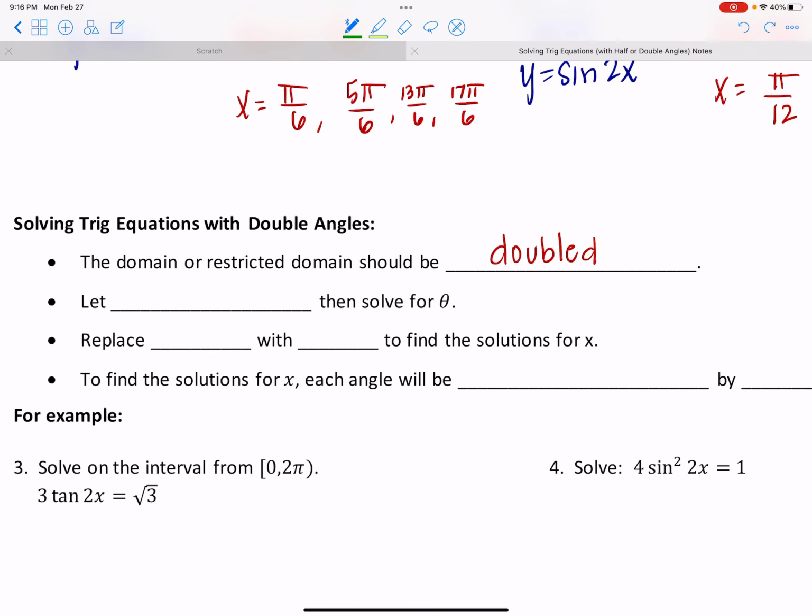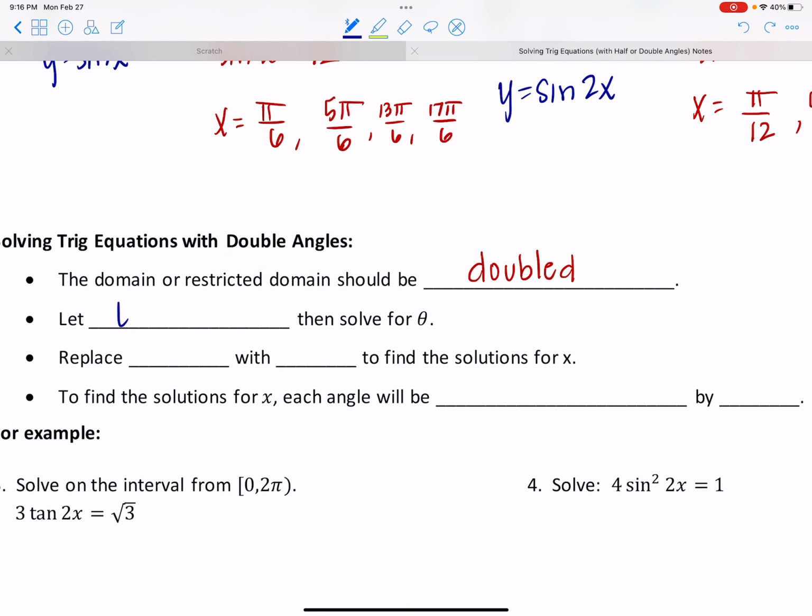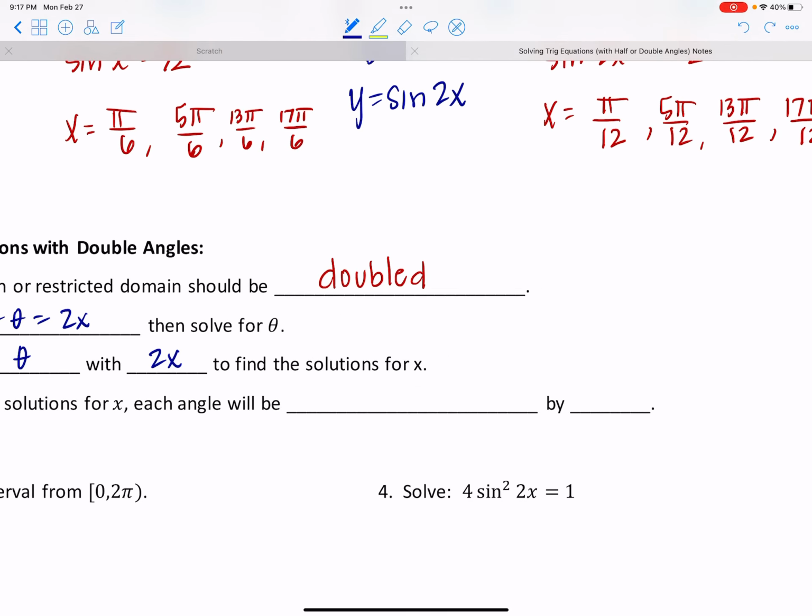So we'll do some substitution again. We're going to let theta replace our double angle and solve for theta because that's easy. We've done that a bunch. And then once we've solved for theta, we're going to get rid of it. So then we'll replace the theta with what it replaced, which was that 2x. So if I want to solve for x here, and it's being multiplied by 2, again, I'm going to have to divide by 2 to get the angles that I'm actually looking for. So each angle is going to be divided by 2.